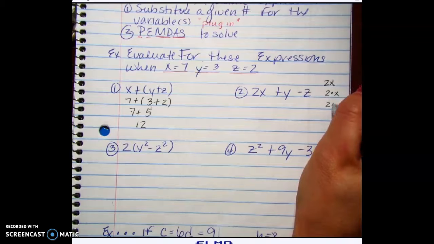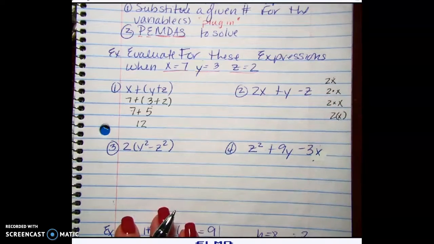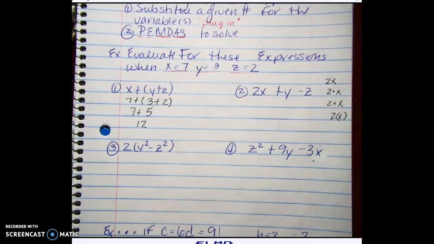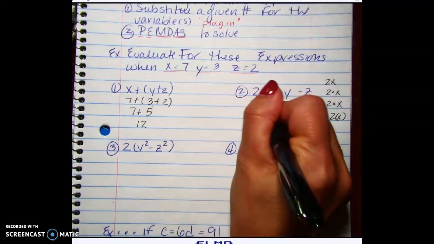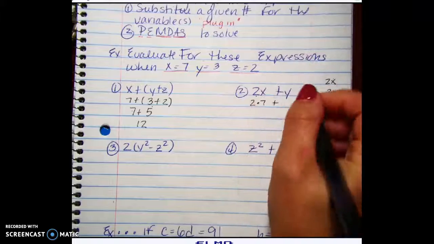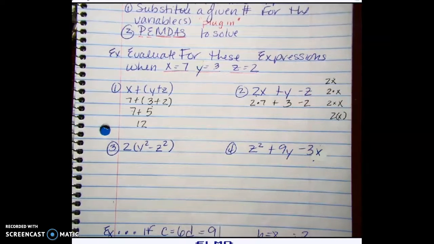That's why we don't use the x symbol for times with algebra. All of these are multiplication. We've talked about that. So we take 2x, so that means 2 times 7 plus y minus z. All right, so here we go.